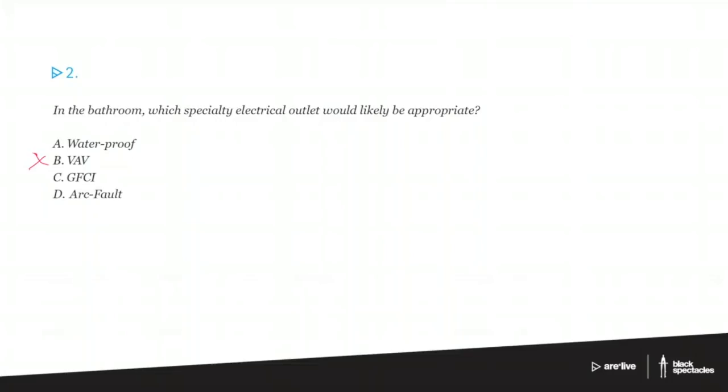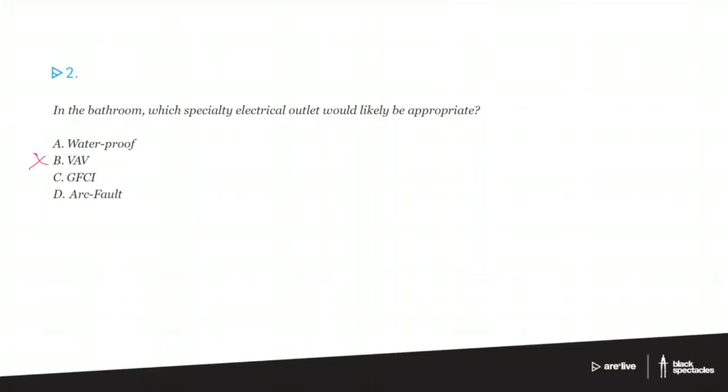GFCI is ground fault circuit interrupt. You might see it referred to as GFI, ground fault interrupt. The difference between the ground fault interrupt and the ground fault circuit interrupt is that the GFI is just located in that outlet. It's just there in that one box. The circuit interrupt means the entire circuit that's on is on the ground fault circuit interrupt.